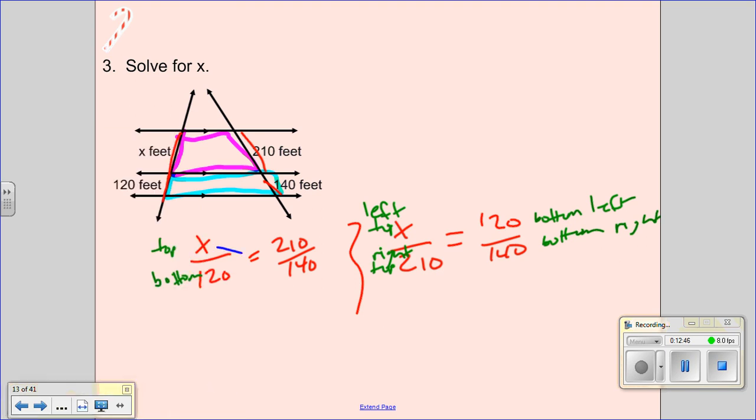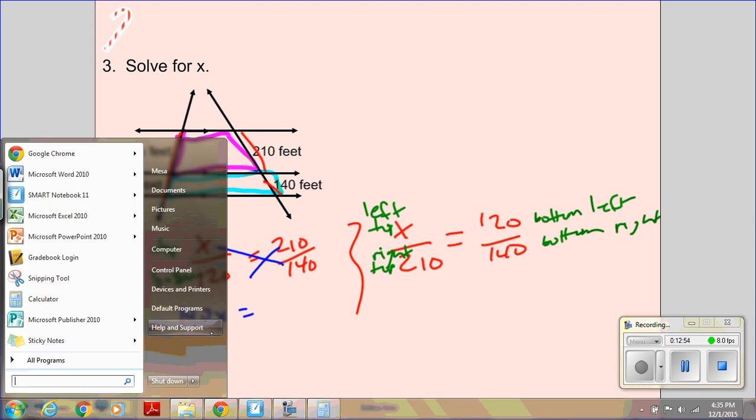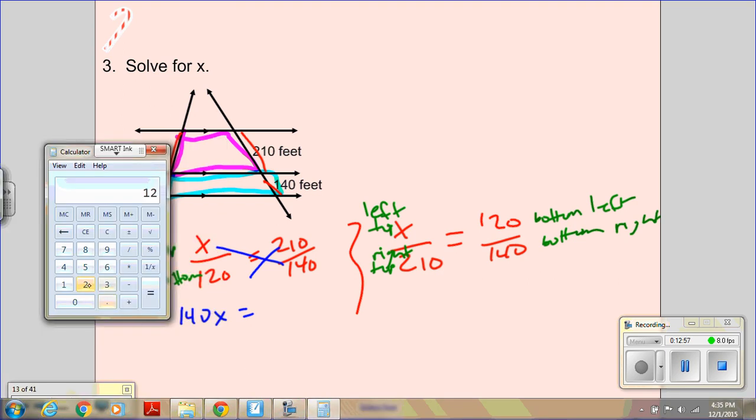So now, again, I'm going to cross multiply, so that's 140x is equal to 210 times 120, which would give us 25,200. Then divide that by 140. And that's 180. So x equals 180.